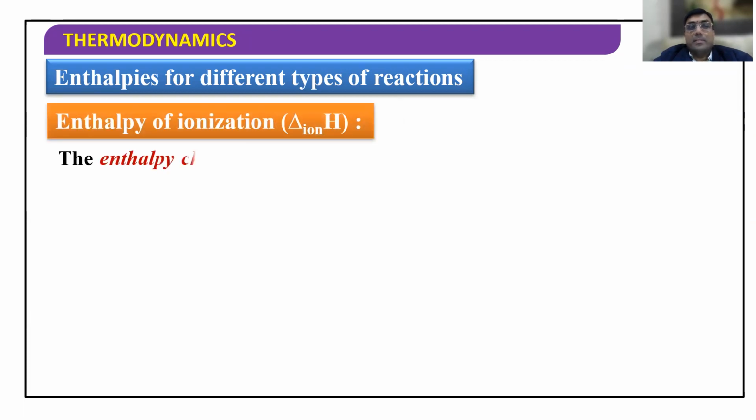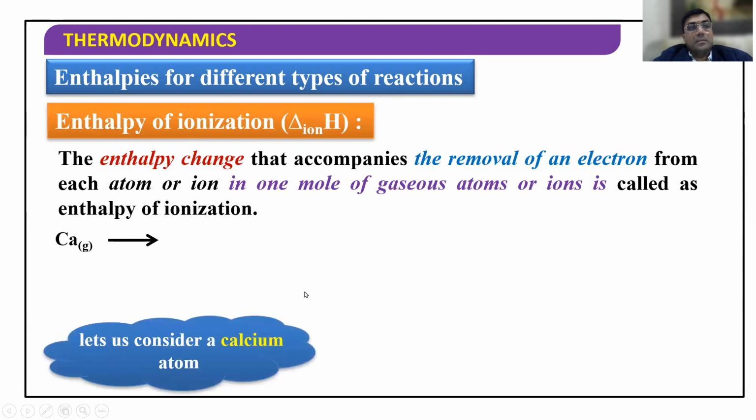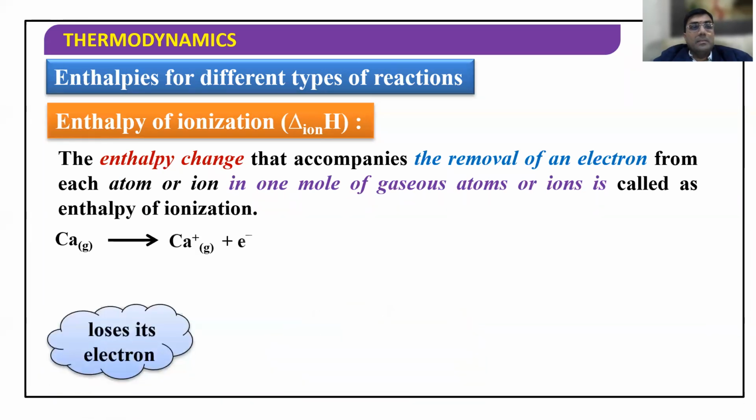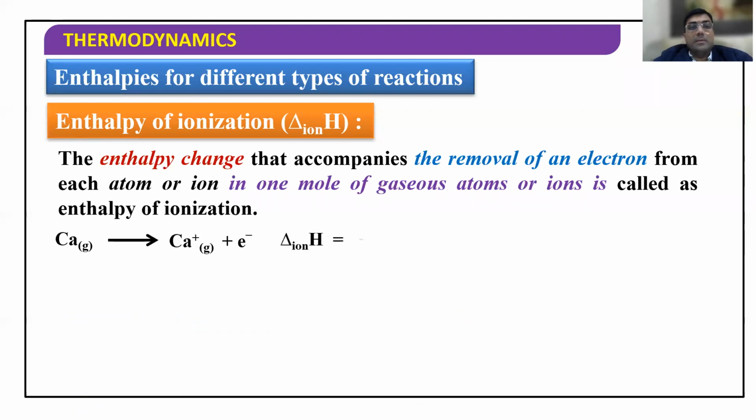The enthalpy of ionization is already explained. It is the enthalpy change that accompanies the removal of an electron from a gaseous isolated neutral atom. You have studied this in the first year. You have to supply the energy for it to lose its electron. So here energy is required. This is endothermic, plus. It can be expressed in electron volts, kilojoules per mole, kilocalories per mole, etc.